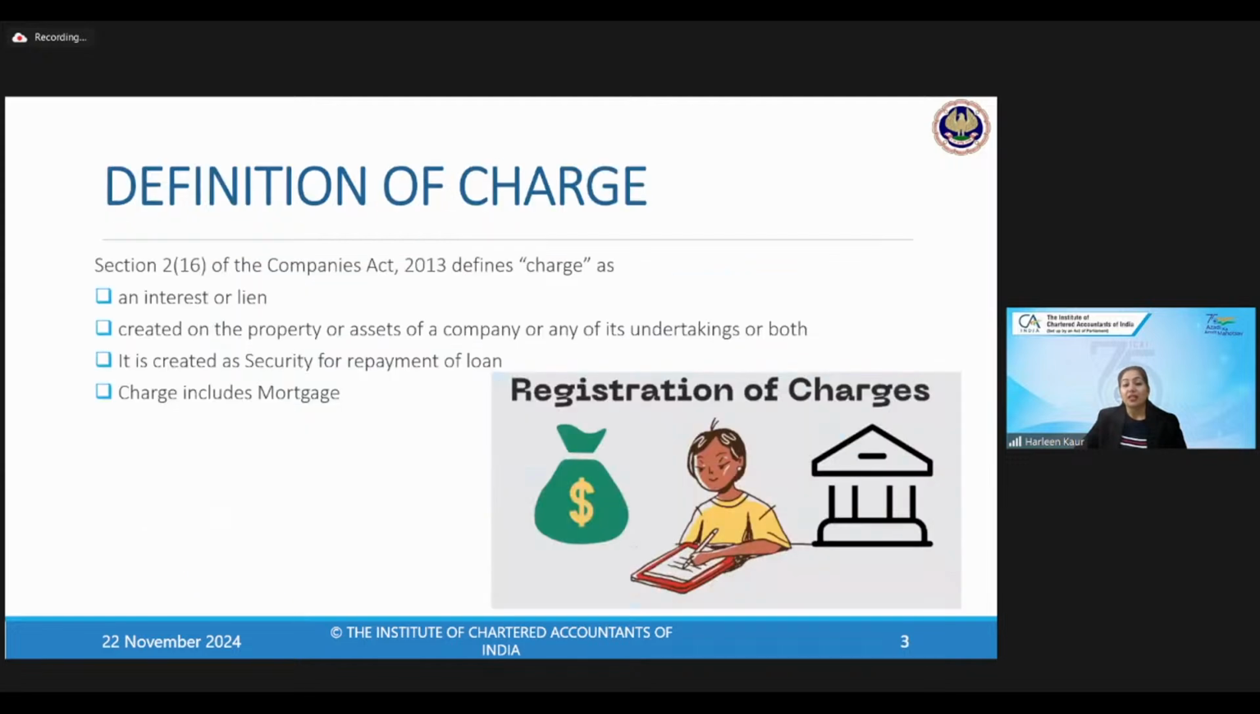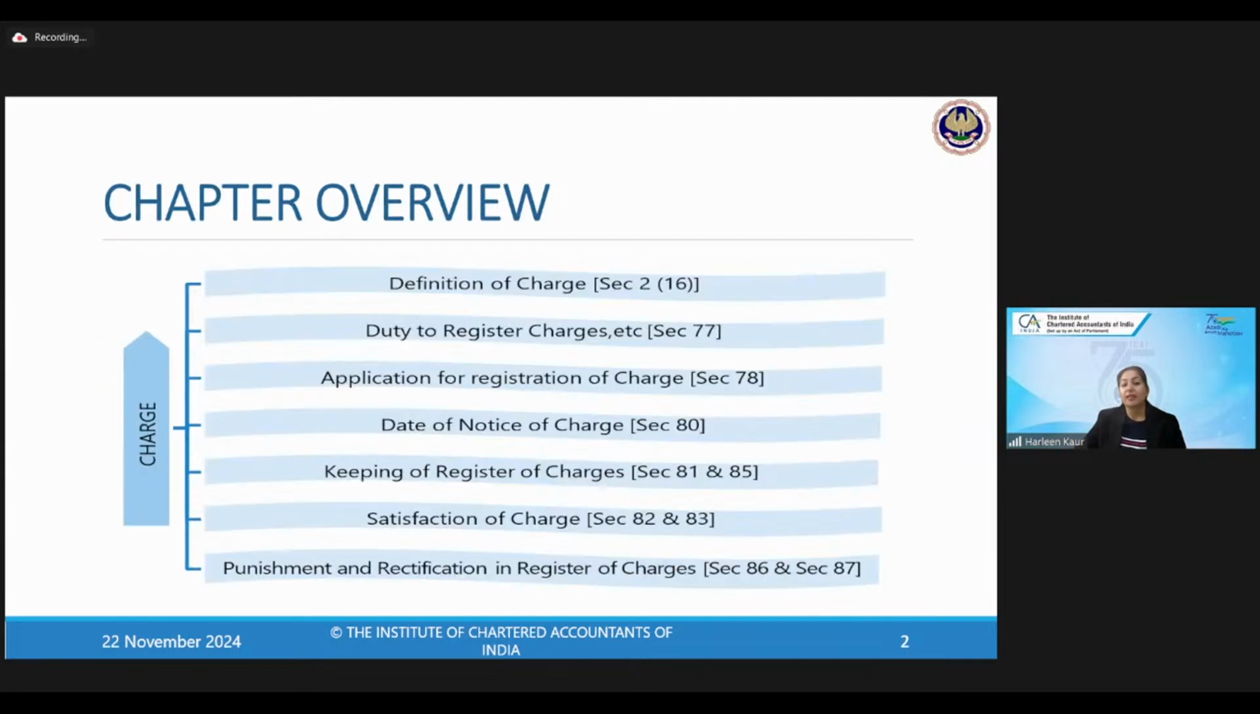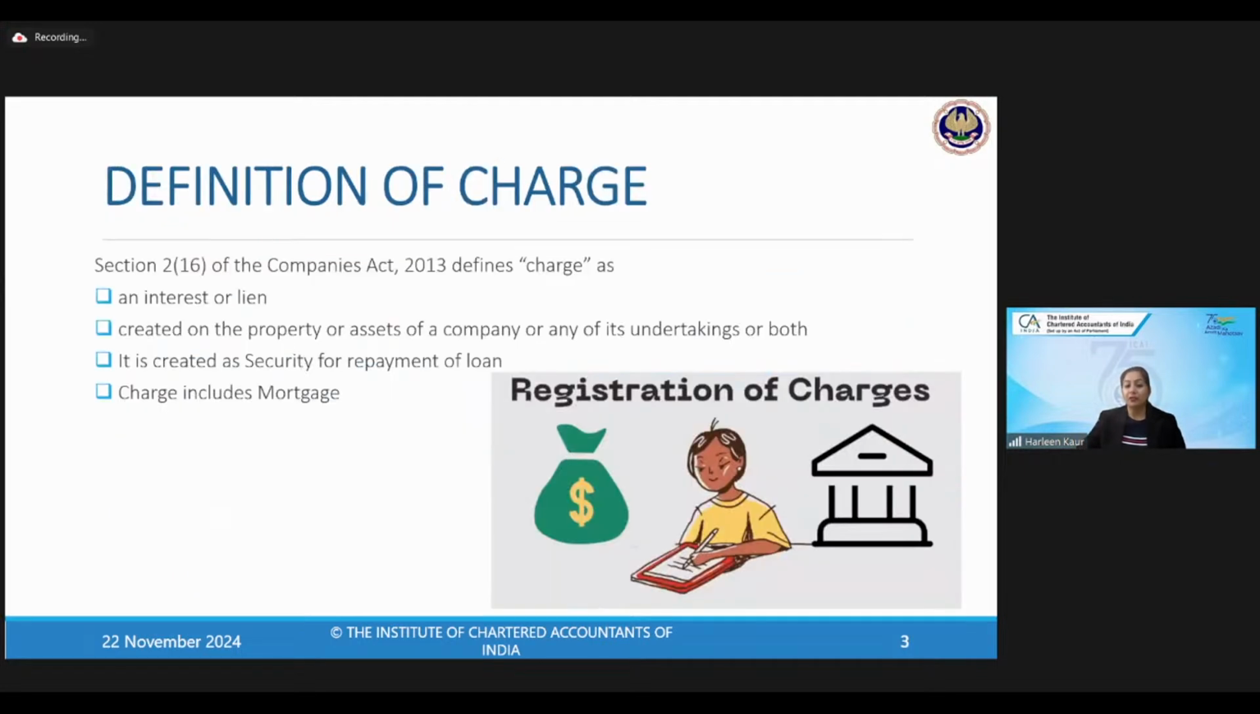So the topic starts from the definition of charge. Then what is the duty to register charges? Section 77 to section 87 deals with this topic. Section 2, clause 16 specifically talks about the definition of charge. Remember when we were doing preliminary, that time I told you all these definitions will be coming one by one in their respective chapters. And in those chapters, we'll be doing them in detail. So this definition we have done in the preliminary chapter also. And today we are going to understand what is the meaning of the word charge at length.